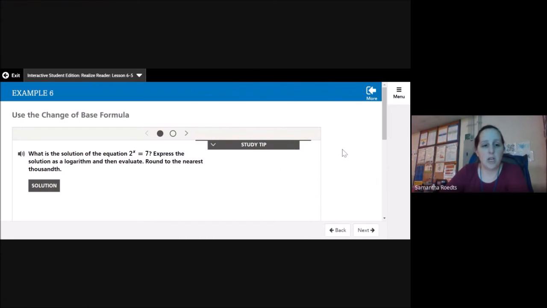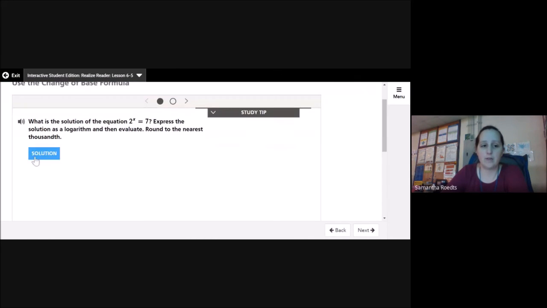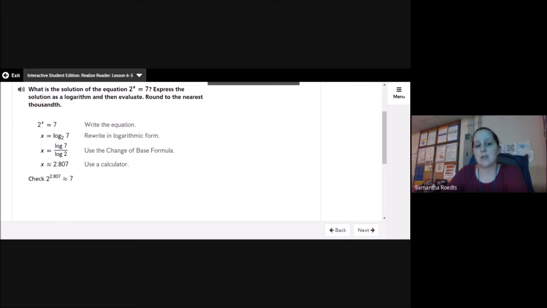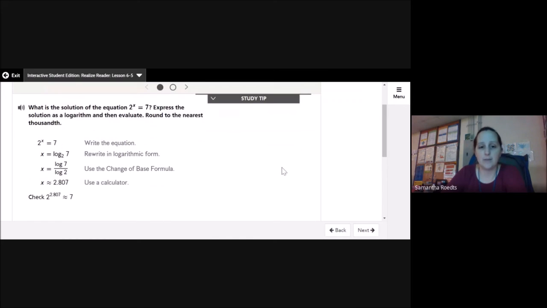All right, example 6, use the change of base formula. What is the solution of the equation 2 to the x equals 7? Express the solution as a logarithm and then evaluate, rounding to the nearest thousandth. So 2 to the x equals 7. I rewrite it in logarithmic form. Remember, x goes on this side and equals log base 2 of 7. Then I use my change of base formula: base 2 goes on the bottom, the 7 goes on the top, so log 7 over log 2. So x is approximately 2.807. And I can always double check: 2 to the 2.807 does equal approximately 7.